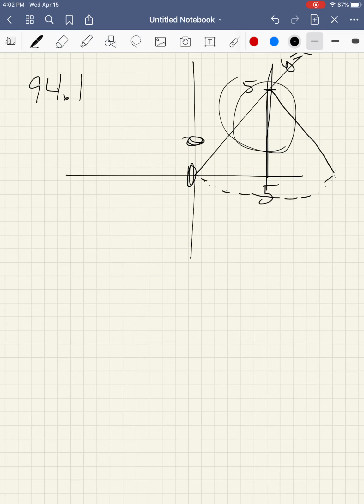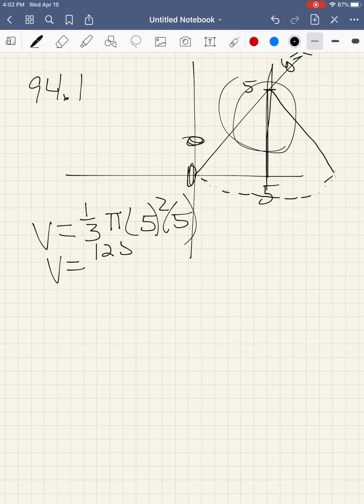So we can do this without calculus, just so we have a value that we can check the answer using calculus. The volume of the cone would be 1/3 the area of the base, which is pi times the radius, 5 squared, times the height, which is also 5. So that's 25 times 5, which is 125 pi over 3. That's the answer we're shooting for using calculus. All right.